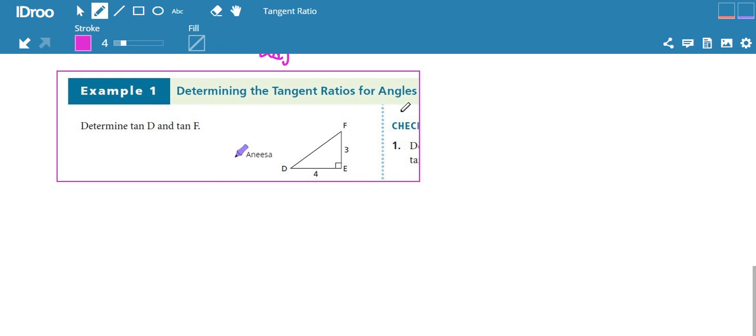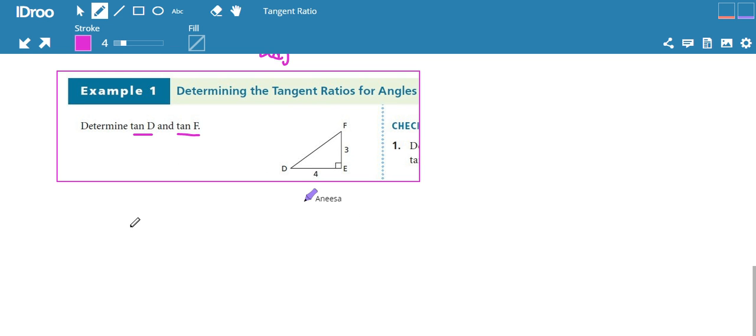So now determining the tangent ratios for angles. We have to find tangent D and tangent F. We're just going to find the values of tangent D. If it says find the angle, this means you have to find the value of D. Right now, you're not going to find the angles. You're just going to find the value of tangent D.